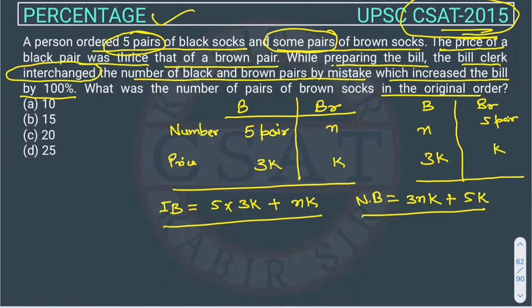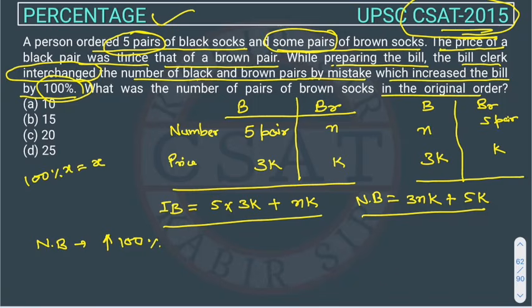Now what's given in the question is that the bill got increased by 100%. So the new bill is increased by 100%. So we already know that 100% of some number is that number only.